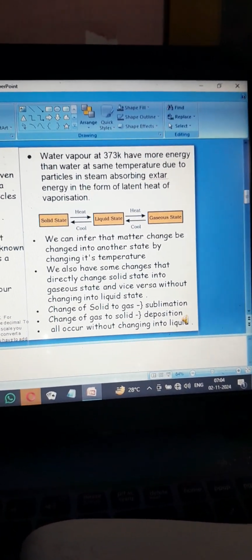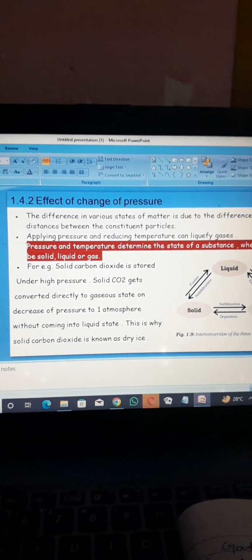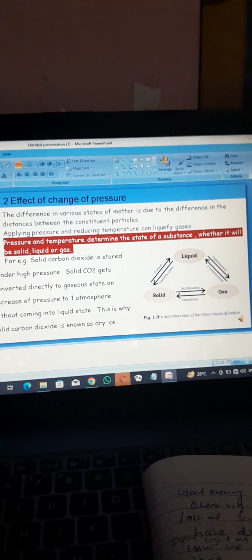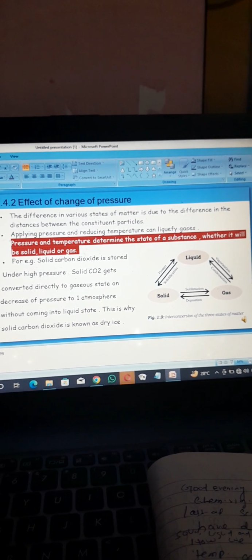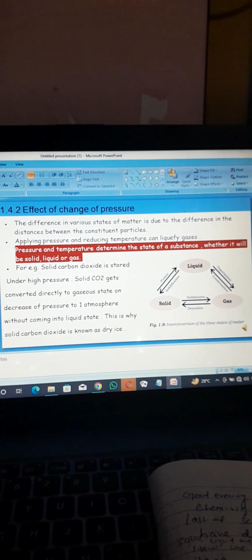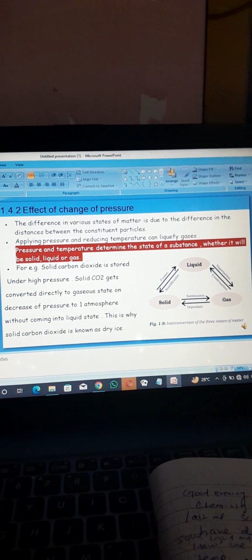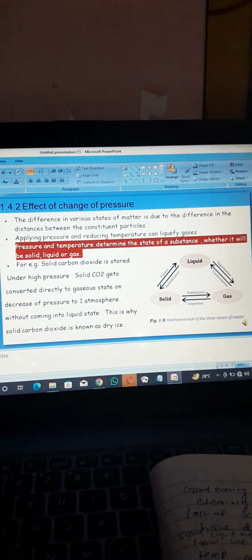Then come to the next slide. That means the effect of change of pressure. The difference in various states of matter is due to the difference in the distance between the constituent particles. Applying pressure and reducing temperature can liquefy gases. So pressure and temperature determine the state of a substance, whether it will be solid, liquid or gas.